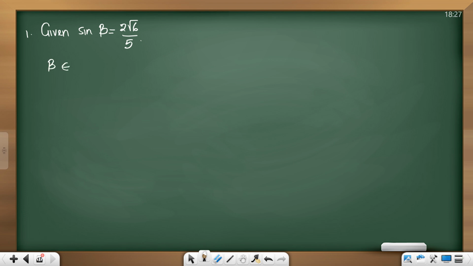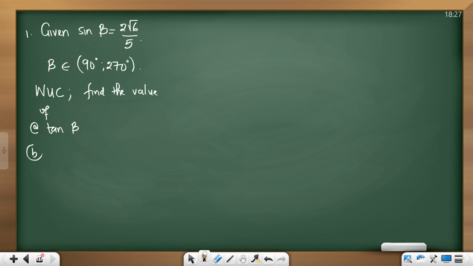Beta is an element between 90 degrees and 270 degrees. When I write WUC, it's saying without the use of a calculator, find the value of A, tan beta. I'm going to do the first one for us. B, sine 90 plus beta.